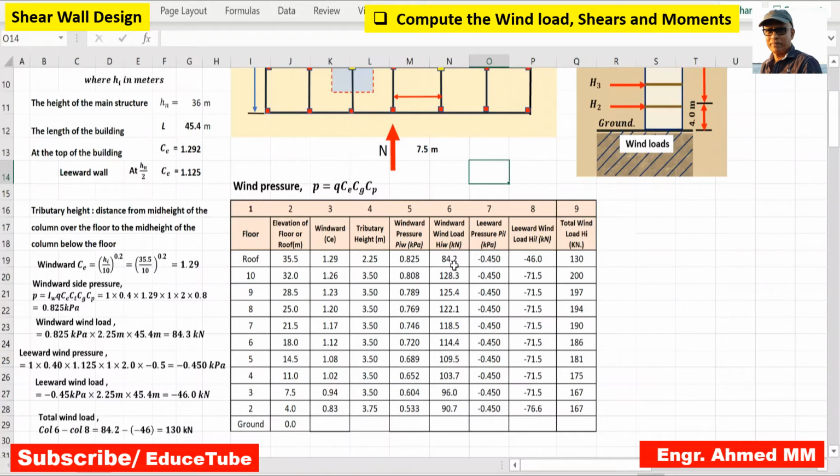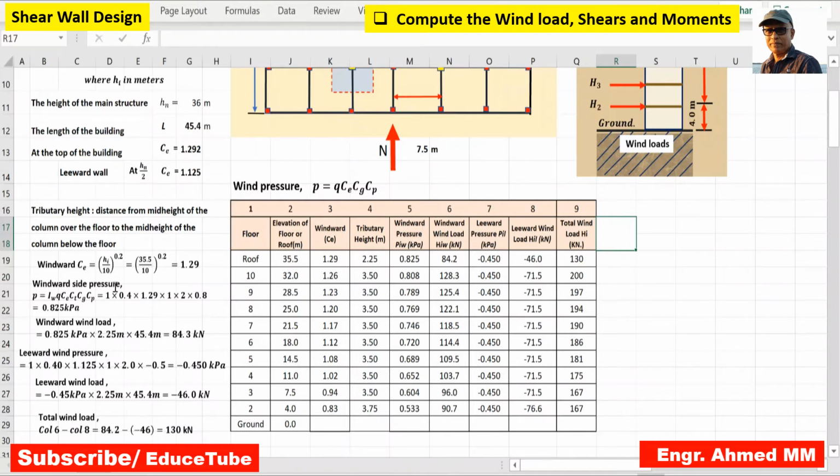So surely we will get the load. That's what it is, 84.2. If I click here, these are the things I did. Then again, if you click here and pull it down, all the remaining values will appear. So we got windward wind loads. Now we'll go to the back of the building, I mean leeward wind pressure.